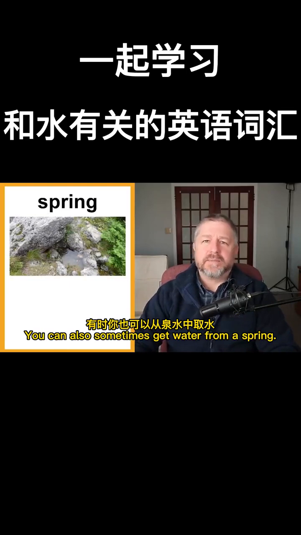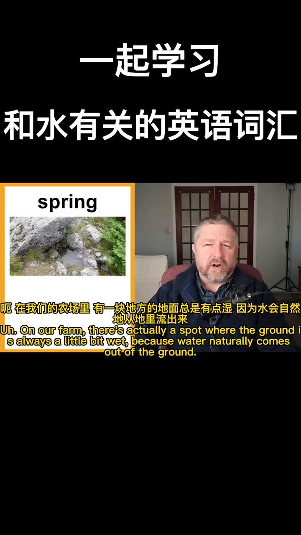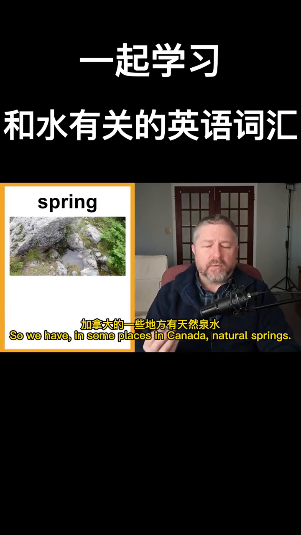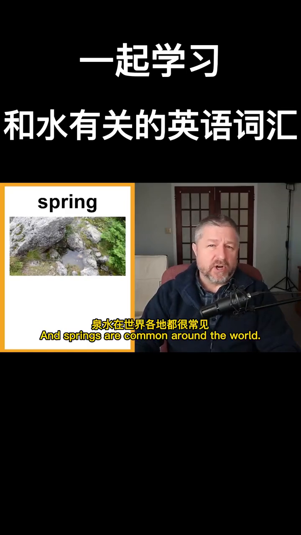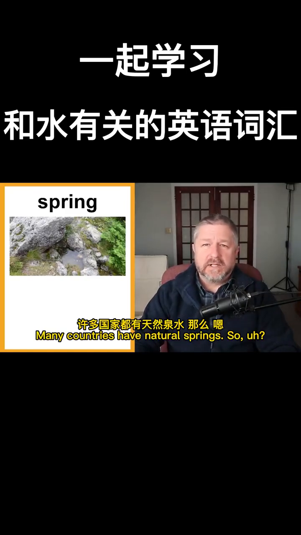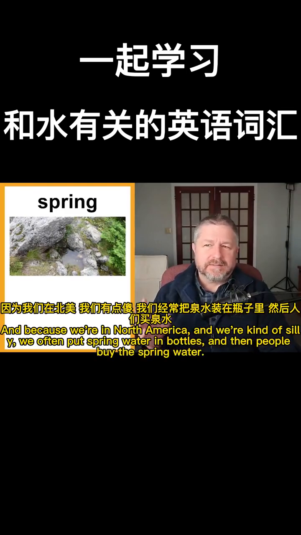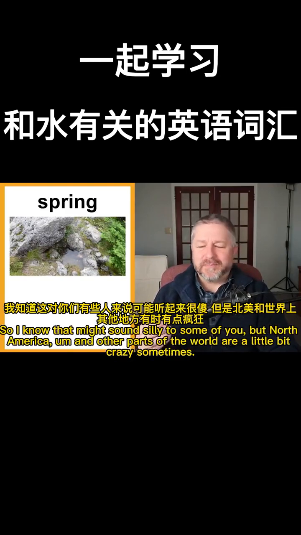You can also sometimes get water from a spring. On our farm, there's actually a spot where the ground is always a little bit wet because water naturally comes out of the ground. So we have in some places in Canada natural springs. A spring is just a place where water comes out of the ground, and springs are common around the world. Many countries have natural springs. Because we're in North America and we're kind of silly, we often put spring water in bottles and then people buy the spring water. I know that might sound silly to some of you, but North America and other parts of the world are a little bit crazy sometimes.